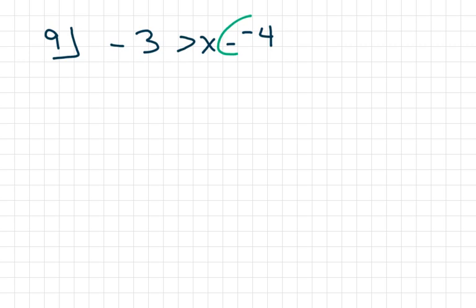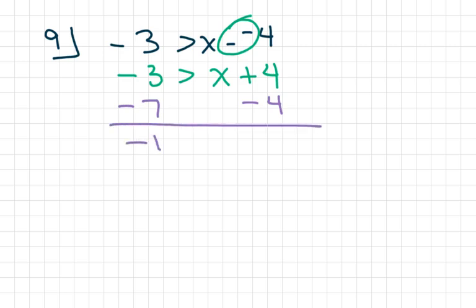Okay, here we have this double negative, so I'm just going to rewrite it because that looks confusing to me. So we're going to have x plus 4. I'm going to subtract 4 from both sides, and I get -10 is greater than x. Rewrite it. X is less than -10.